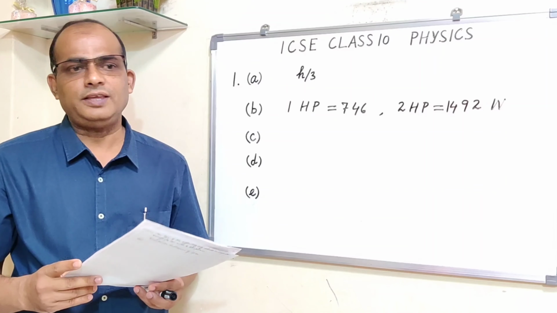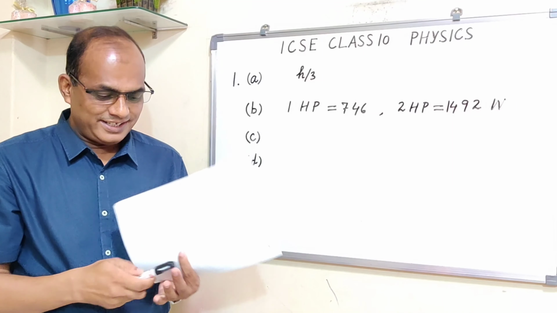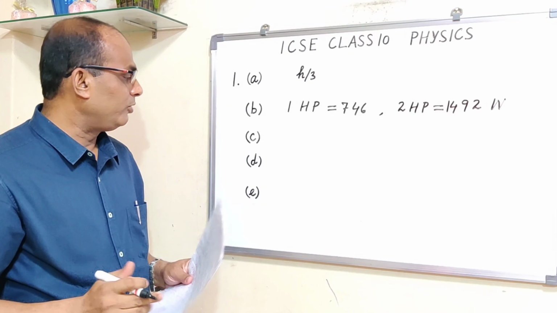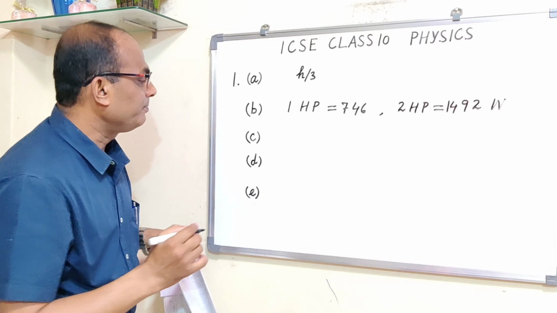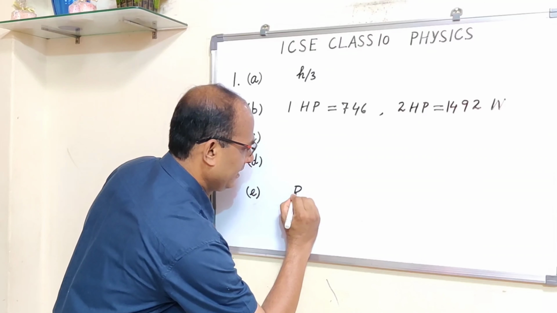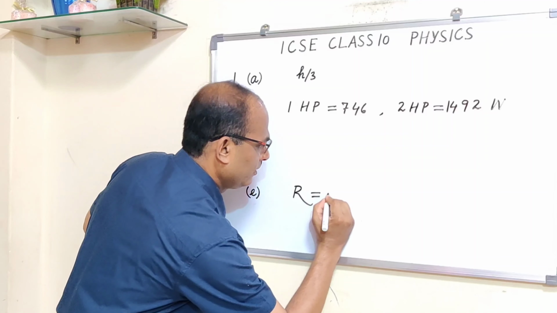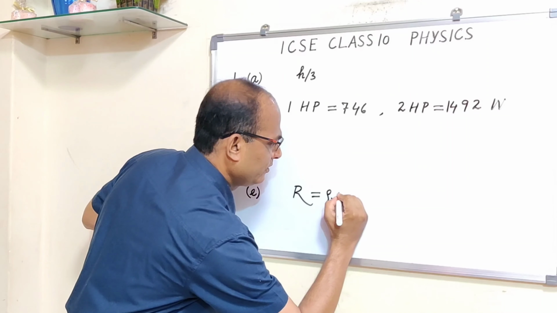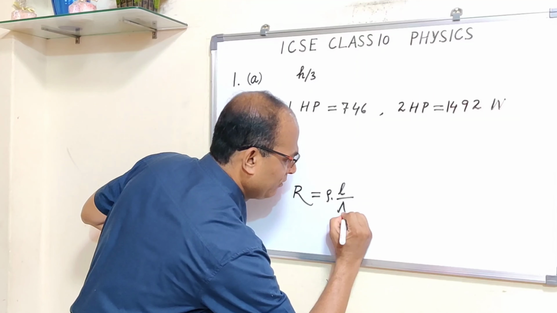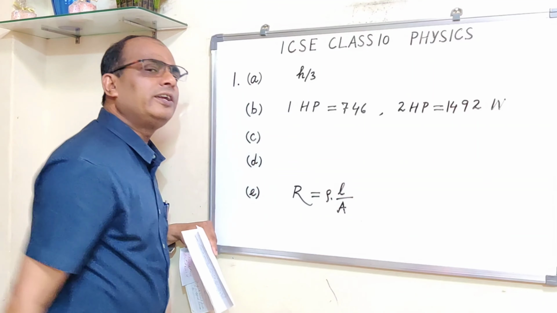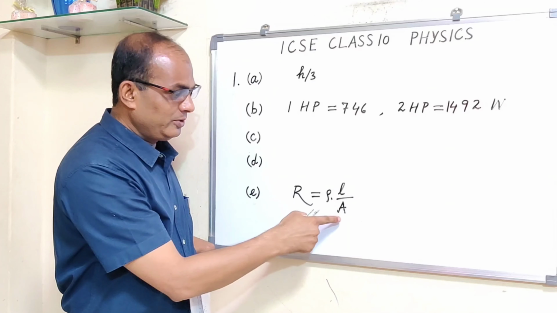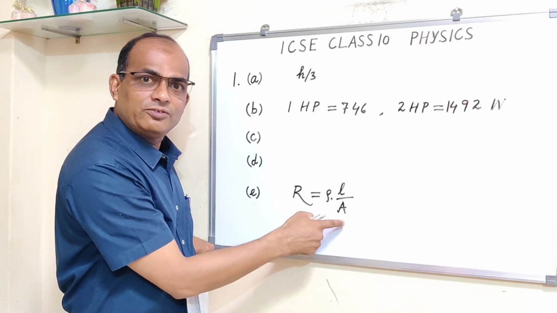And when I teach this point, how to remember the factors? There is one formula. R is equal to rho into L upon A. From this formula you can remember two conditions. R is proportional to the length of the conductor, and R is inversely proportional to the area of cross section.